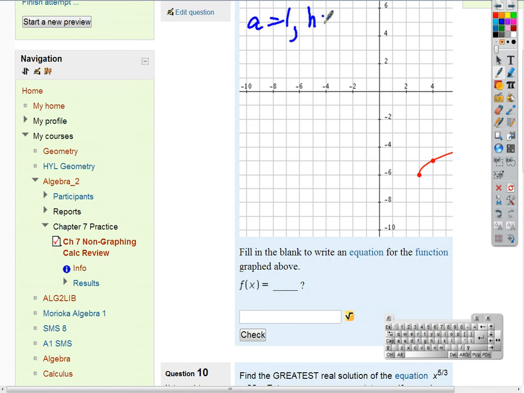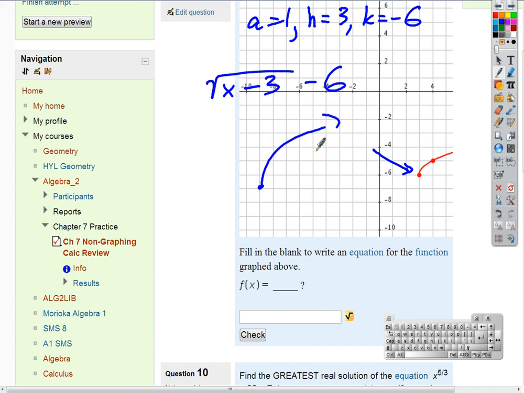So if a is 1, h is 3, k is negative 6, then this just becomes 1 times the square root of x minus 3, plus negative 6, which would just be minus 6. Yep, minus 6, because it's the starting point of the square root. Remember, square roots don't have a middle. Square roots have a starting point and just go from there. Cube roots go both ways.